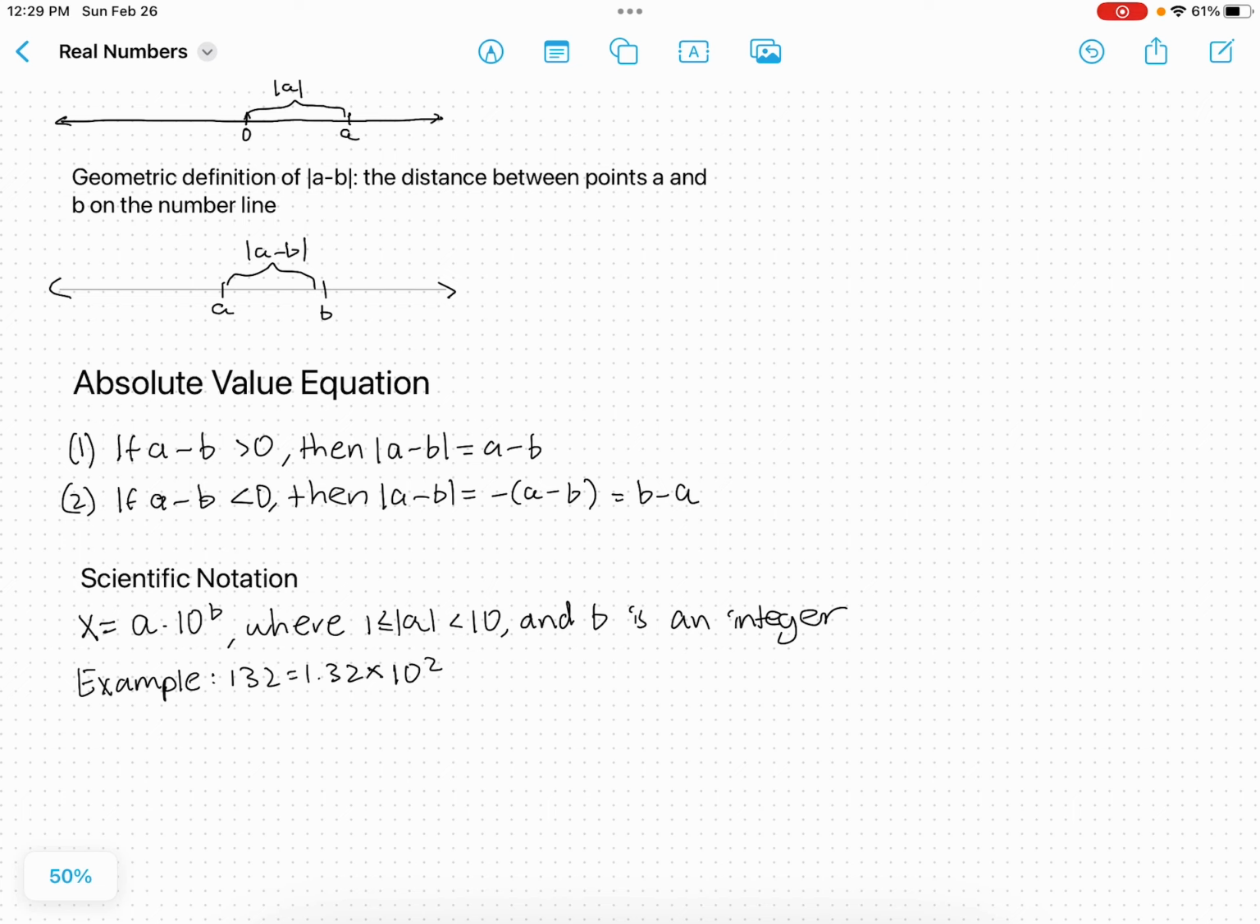And that is some of the most important and fundamental concepts, definitions, and formulas related to real numbers.